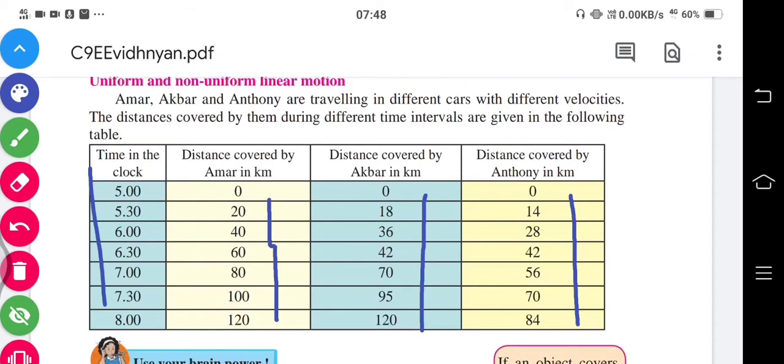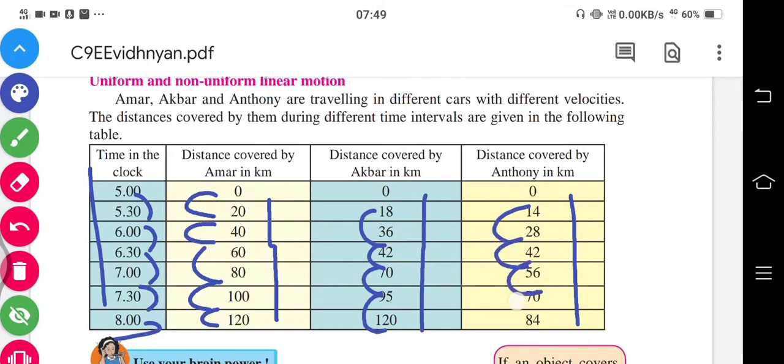Here the time is equal. Is it correct? Every interval is a 30-minute gap. So the time is a 30-minute gap, so what will be the distance gap? Here it is 20 kilometers, here 20 kilometers, here 20 kilometers, here also 20 kilometers. It means everywhere Amar travels 20 kilometers in half an hour. Next, Akbar travels 18 kilometers in half an hour. Here it is 14 kilometers in half an hour. So, in equal intervals, they travel equal distance.